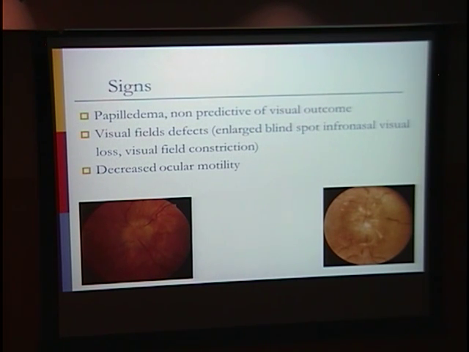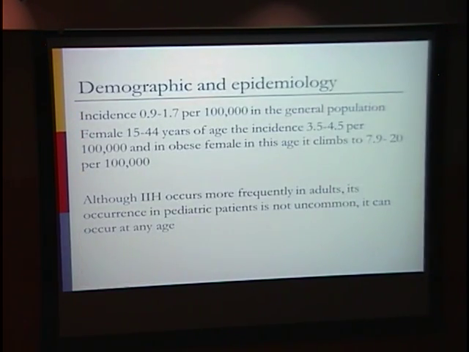As for the signs, papilledema, even severe papilledema, is not predictive of visual outcome. Visual fields are obligatory and are the right way to follow the patient. We can see an enlarged blind spot, inferonasal visual field loss, and visual field constriction. And of course, there can also be decreased ocular motility.